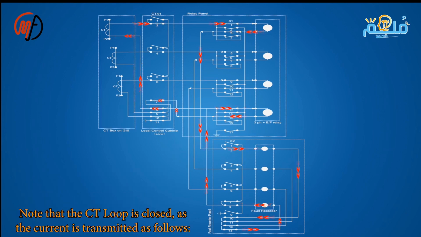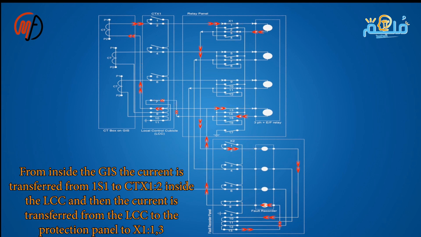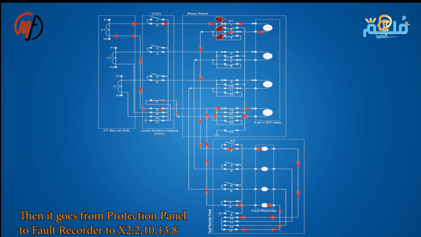Notice that the CT loop is now closed, with the current flowing as follows. From GIS, current flows from 1S1 to CTX1 terminal 2 in LCC. Current flows from LCC to protection panel to X1 1 and 3. Flows from protection panel to fault recorder to X2 2, 10, 13, and 8. Current moves to the volt recorder, protection panel, LCC, GIS. Applies to all phases passing earth fault winding, assuming zero current in yellow and blue.